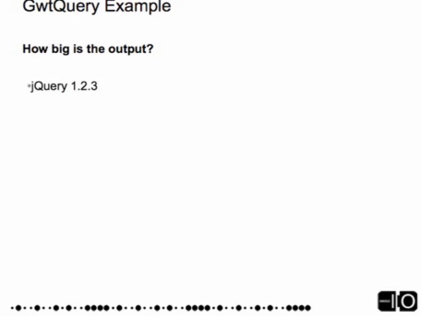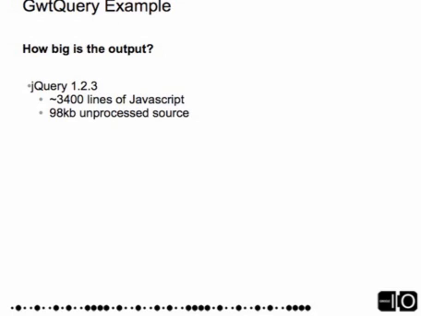So you might be saying, how big is the output? Well, let me compare it to jQuery. jQuery 1.2.3 is 3,400 lines of JavaScript, 98 kilobytes unprocessed source, 15 kilobytes obfuscated and gzipped. Now let's look at jQuery. Now, I'm not knocking jQuery here, by the way. I think John Resig is one of the best JavaScript programmers in existence. jQuery, I love the API, it rocks. But I want to show you what the GWT compiler can do in the extreme.